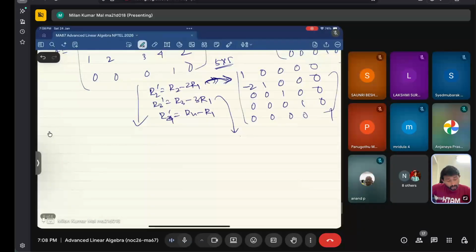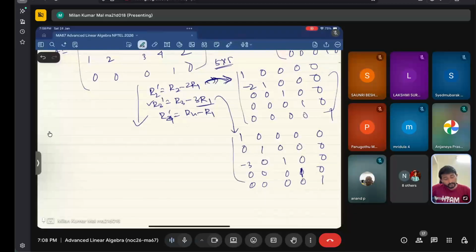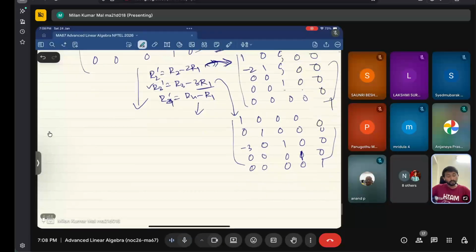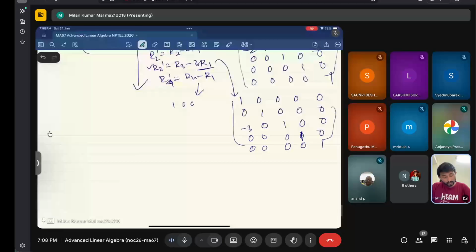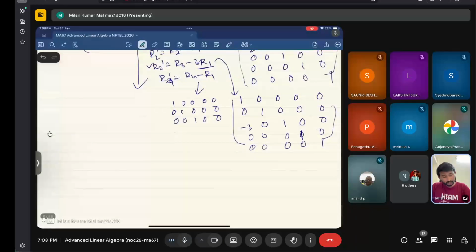What elementary matrix will this correspond to? 1 0 0 0 0. We have to work in the third row, so we should not disturb anything in the second row. We go to the third row and multiply R1 by minus 3, so minus 3 0 1 0 0. Sorry, this is 1 0 0 1. Similarly for the fourth row, you have to make it minus 1: 1 0 0 0 0, 0 1 0 0 0, 0 0 1 0 0, then minus 1 0 0 1 0, and all other entries as they are. These are the elementary operations.